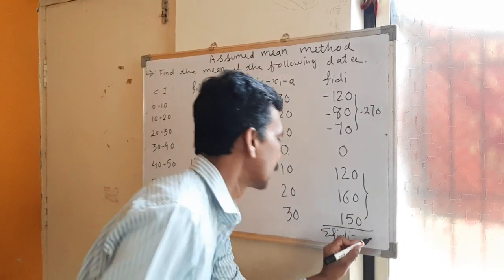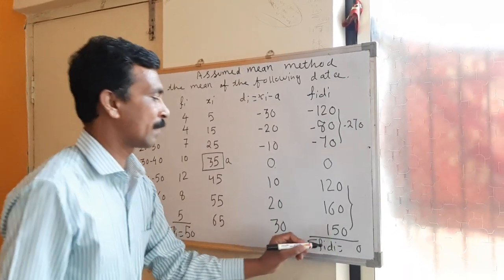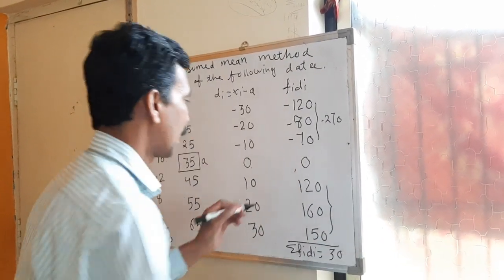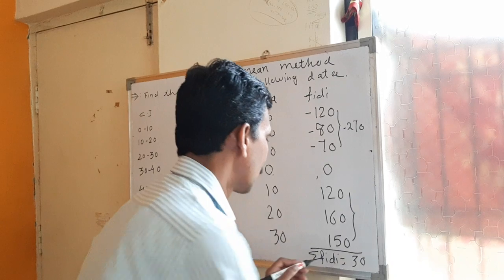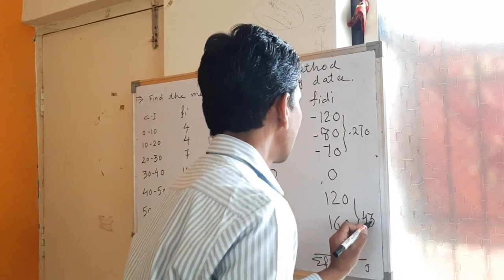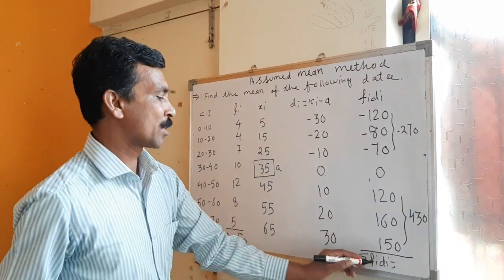This is 0. Then 2 plus 6 is 8. 8 plus 5 is 13. This is 1, 1, 2, 3, 4. This is 430. Now I will write the summation of Fi di.